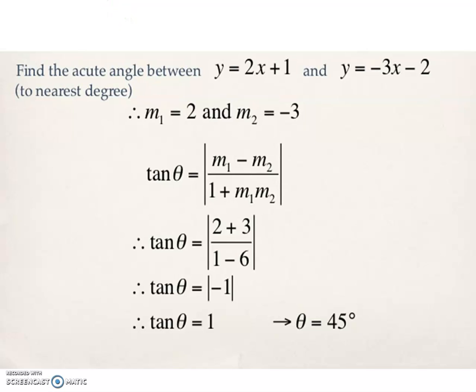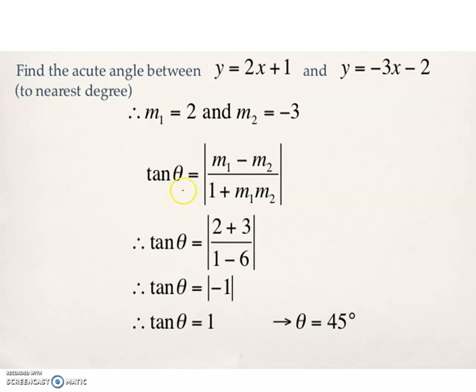Next example, find the acute angle between y is equal to 2x plus 1 and y is equal to minus 3x minus 2. We know that m1 is equal to 2 and m2 is equal to minus 3. We know y is equal to mx plus c. So that's why m1 is equal to 2 for the first line, and y is equal to minus 3x minus 2, m2 is equal to minus 3.